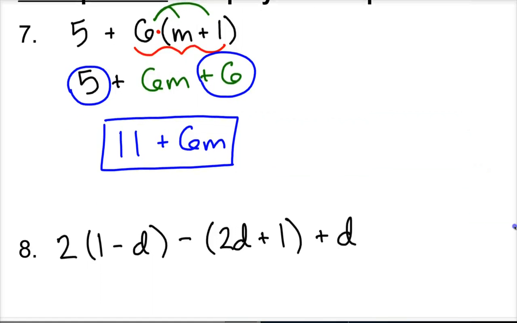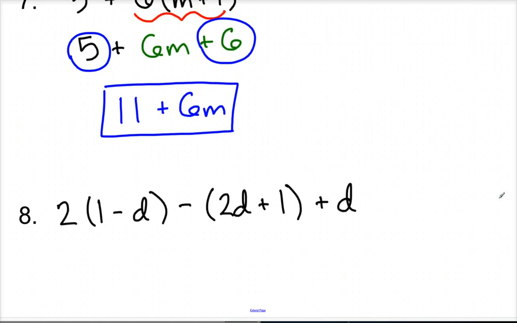Okay, in example 8, we're going to do the same thing. Distribute first, and so I see I can distribute in 2 spots on this problem. I can distribute here, 2 times the quantity 1 minus d. 2 times 1 is 2, and then 2 times a negative d is just like saying 2 times negative 1d, so that would be negative 2d.